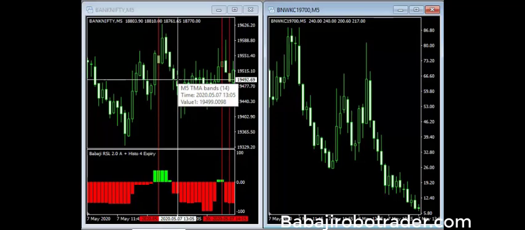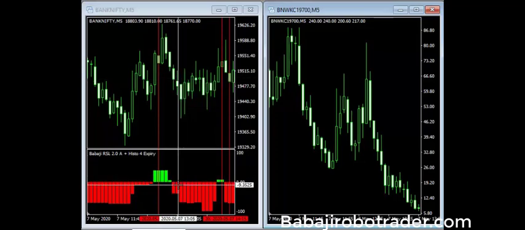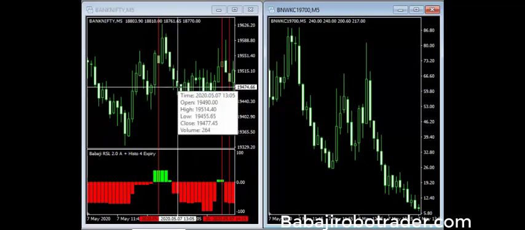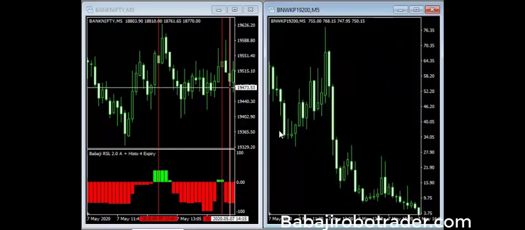So here we can see the second bar we are going to take a sell. That means we have to buy the put option. So the time is 1:05. Here the close is 19,477. So for the put side we can take 19,300 or 200. So I will take 19,200. So currently we are analyzing the 7th May expiry.